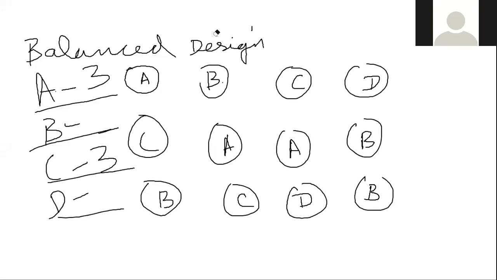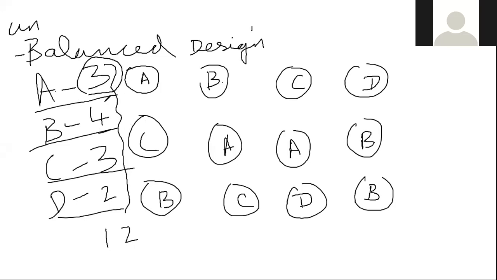Now, B 4, D 2. So altogether we have 12 observations. That is remaining same. Now you see it is unbalanced. Why is it unbalanced? Here it is 3, here it is 4. The number of replicates here is 3, here it is 2. Different values. So this is called an unbalanced design.